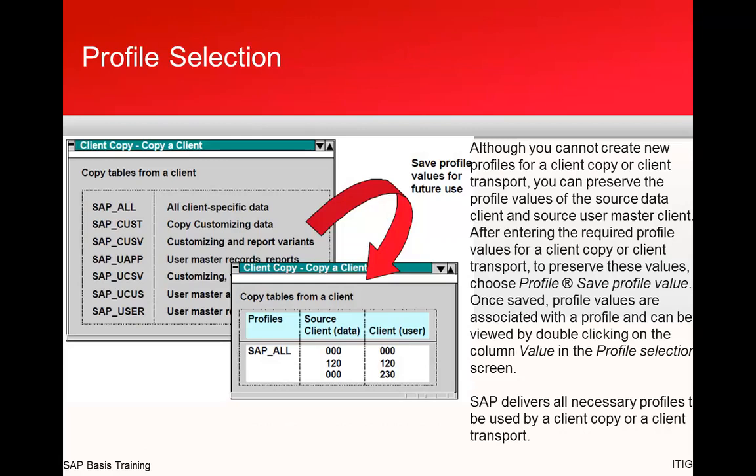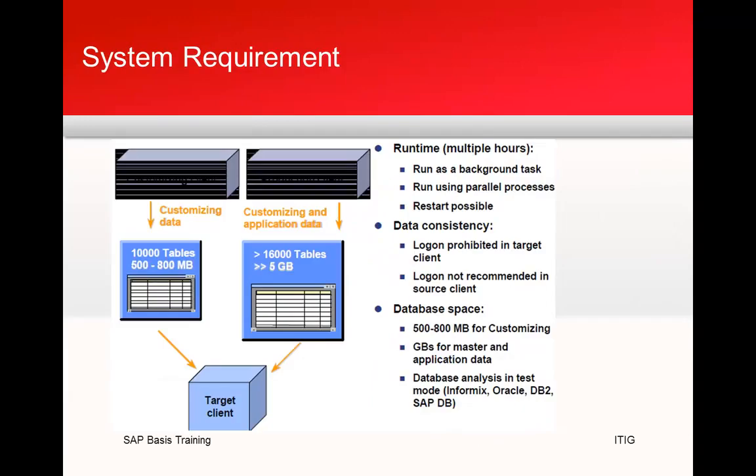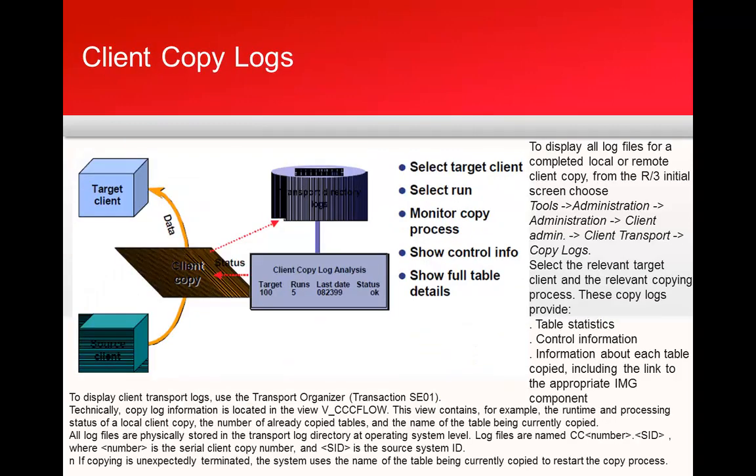Okay, profile selection. You can select a particular profile. These are the different profiles which are available in the system. Just take note of them. System requirement: basically you can run a test run to find out whether we have enough CPU, memory, and disk space to perform this activity, and whether there will be any inconsistency if we perform this. So that is about the system requirement.